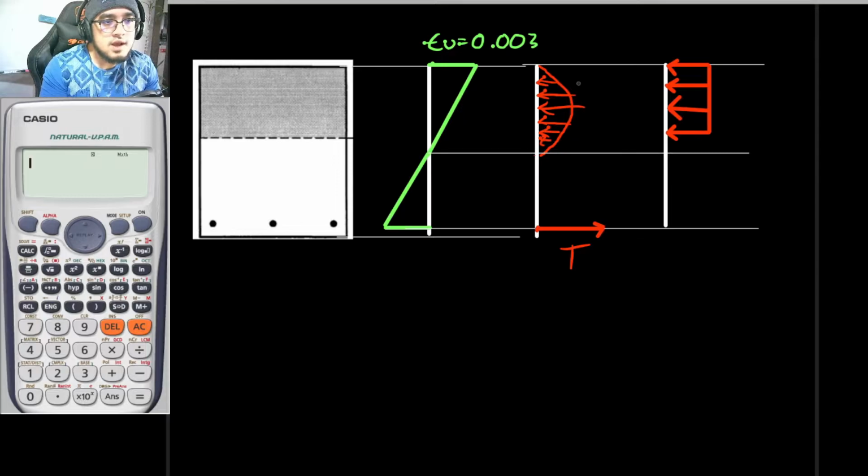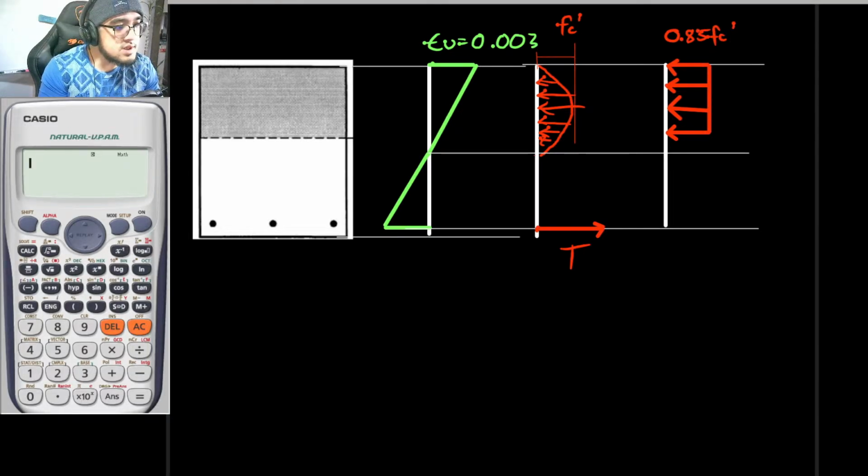Okay. Whereas if this is to be FC prime, for example, or F prime C, it will be up to you whether you call it FC prime or F prime C. So let's say FC prime is the strength of your concrete. If that is FC prime, this area right here, which is approximately equivalent to this, is 0.85 FC prime.